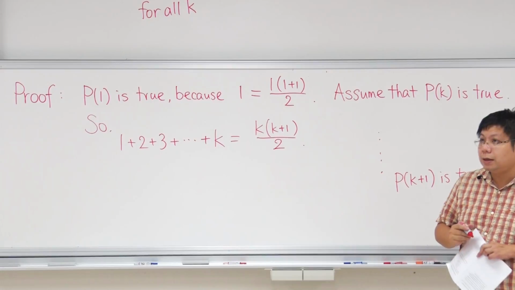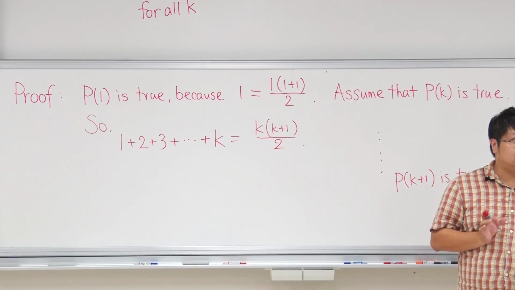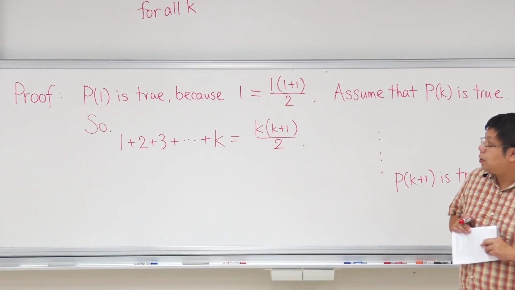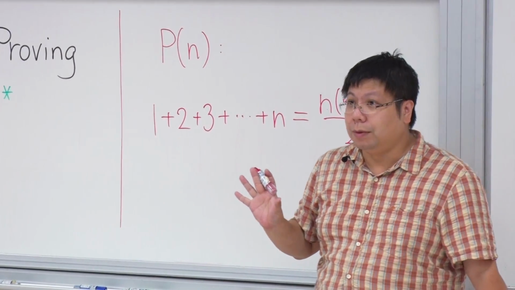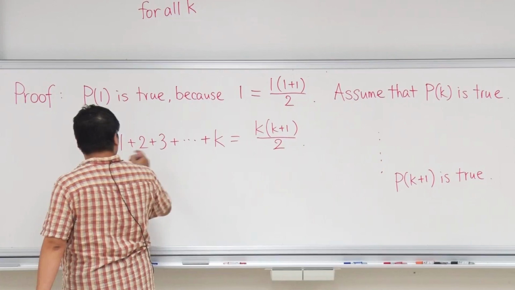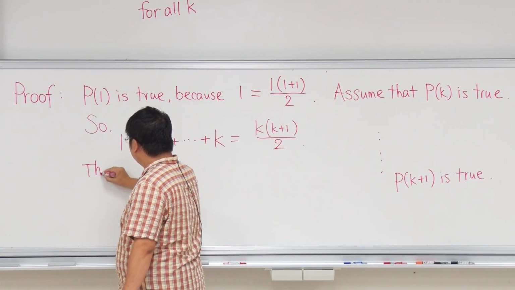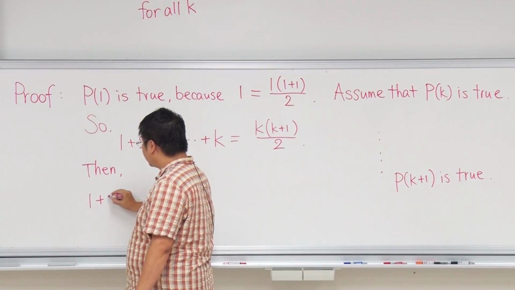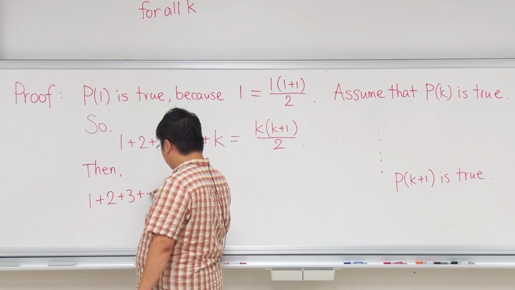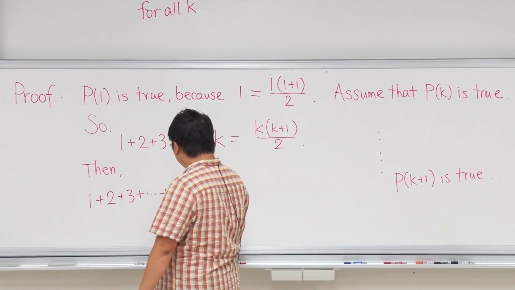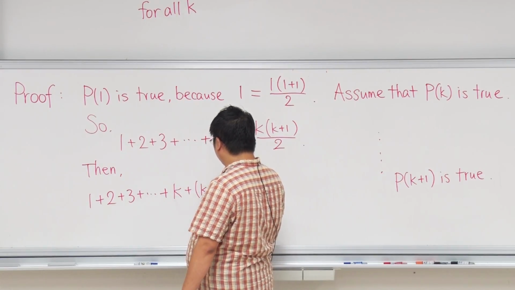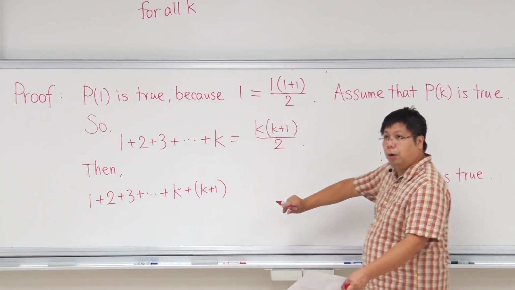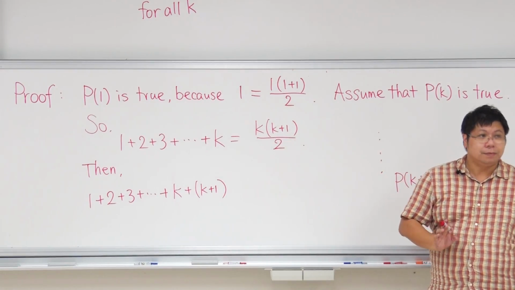And then what do we do next? We try to find out whether Pk plus 1 will be true. So we will try to compare 1 plus 2 up to k plus 1, whether it is going to be equal to the desired form. Okay? Then we have this one to use. So this is what we try to examine. We add everything up to k plus 1, right? And then hope that we get the desired form.